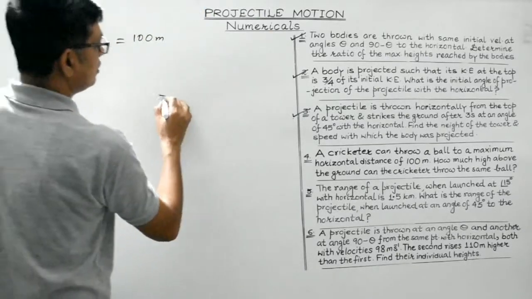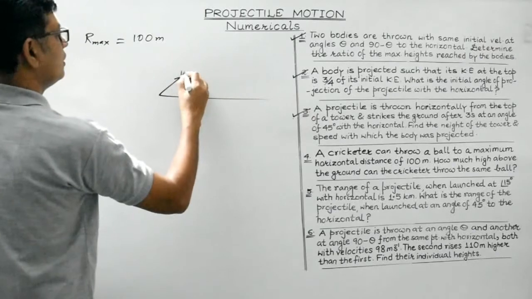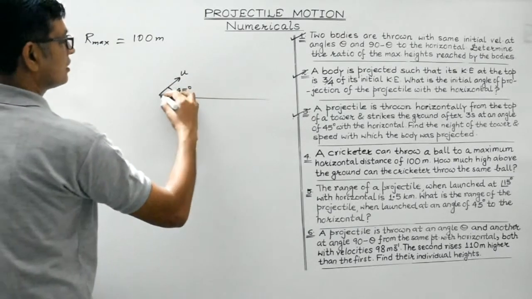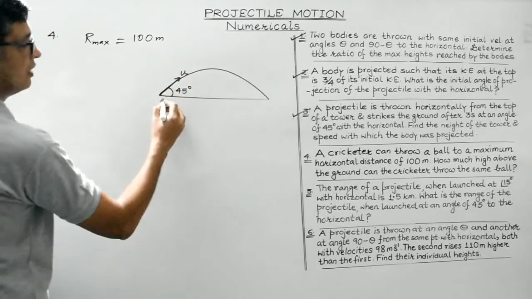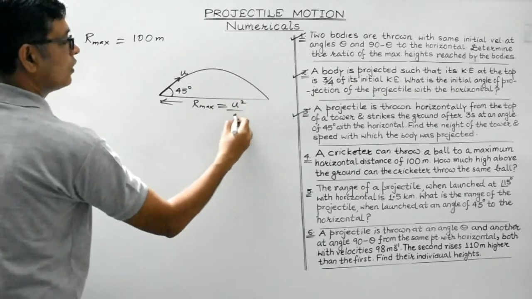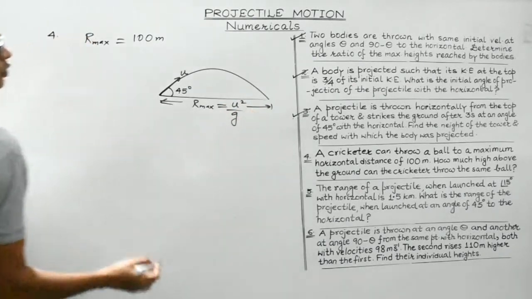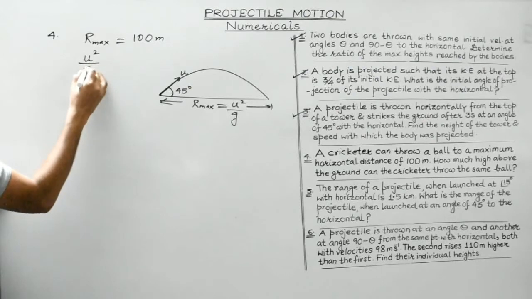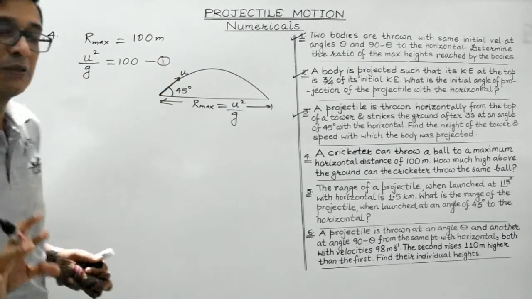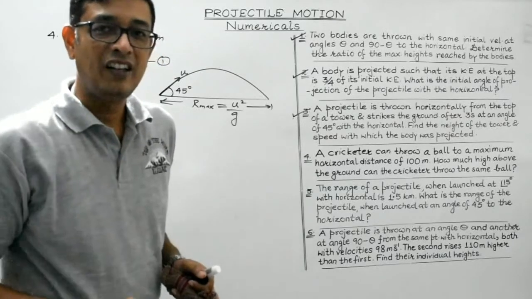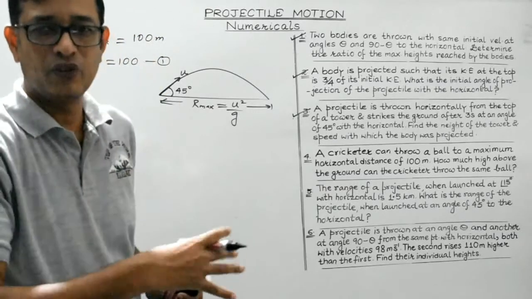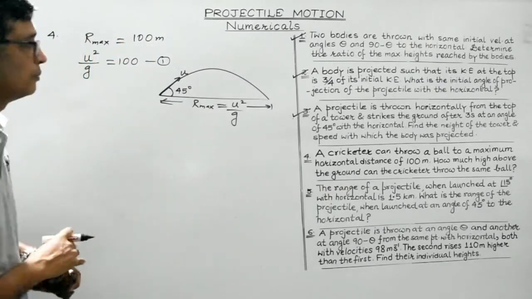Now look, this is the scenario basically. Range will be maximum only when he projects it at an angle of 45 degree. This is a known fact. Then only range would be maximum. And maximum range is u square by g. So, u square by g is equal to 100. It's given. The formula for the maximum range is u square by g. And range is maximum only when the angle of projection is 45 degree. This we are aware of, right? We have done it in the theoretical portion.